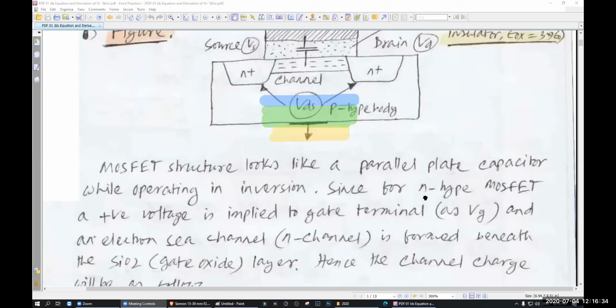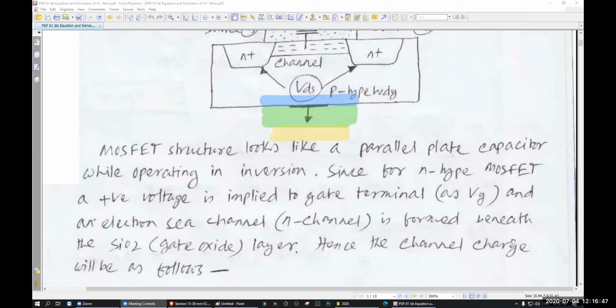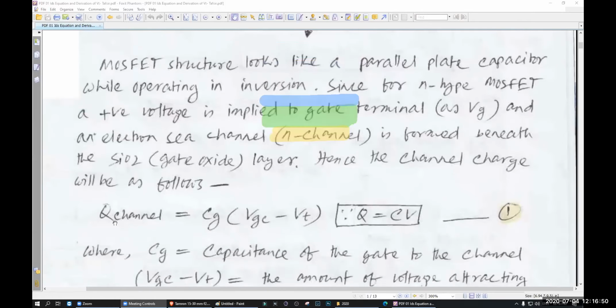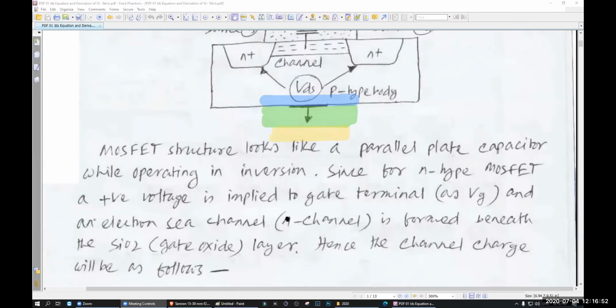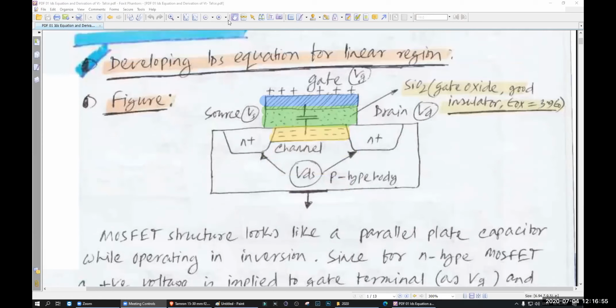Since for an N-type MOSFET, a positive voltage is applied to the gate terminal as VG, and an electron sea is formed. Electron sea means channel. The channel is formed beneath the silicon dioxide layer. Hence, the channel charge will be as follows: Q is equal to CV, because we all know in case of a capacitor, Q is equal to CV. Q is the charge, C is the capacitance, V is the voltage.